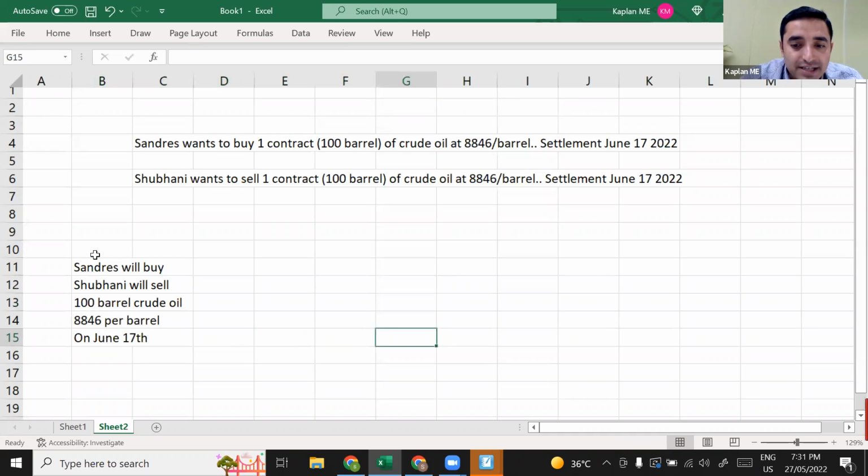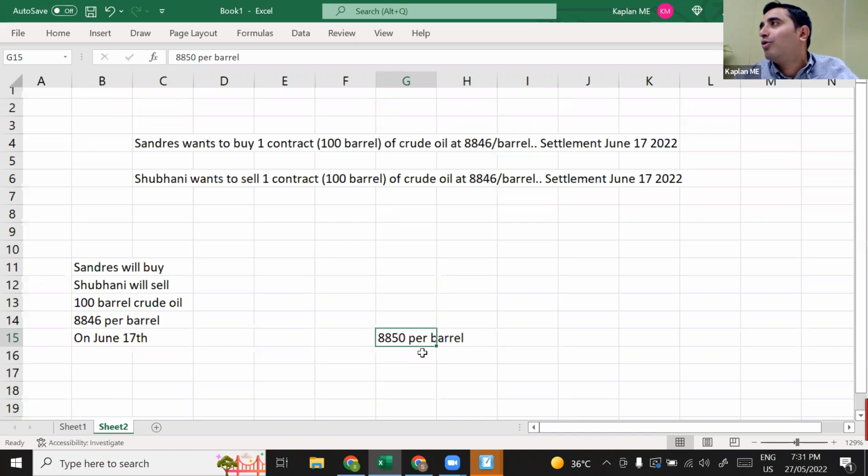Now on June 17th, if it is 8850 per barrel, think from Sandras's perspective. Sandras will go to Shubhani and tell Shubhani, give me 100 barrel of crude oil. Here is 8846 per barrel. Clear? Think of it this way, you get 100 barrel. You paid just 8846. But Sandras, if he sells it in the market right now, what is the price? 8850.